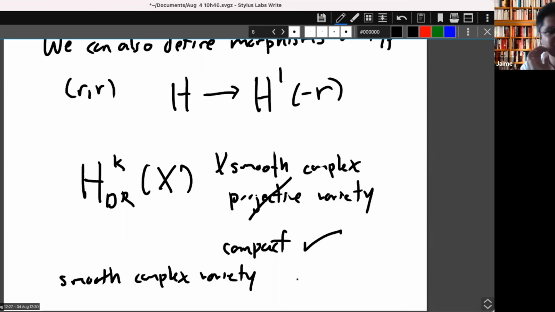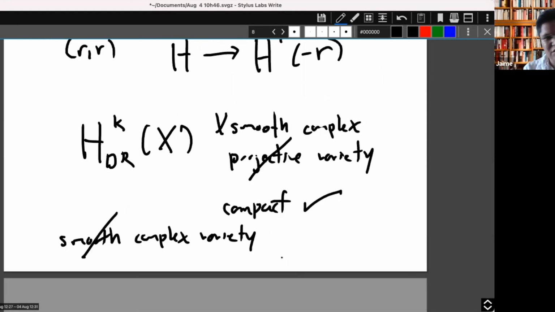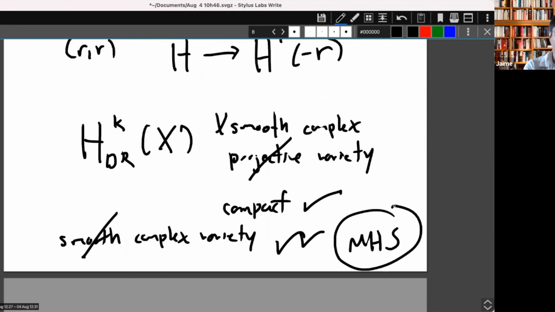But we can still do something, and that's mainly the work of Deligne, because even if the variety is not smooth, you can still put on something called a mixed Hodge structure, right? I'm not going to construct them because we don't have time, but I'm going to tell you what that is. We're going to start with the compact, smooth, complex projective variety case. And then at the end I'm going to talk about how to say things for complex varieties in general, even if they are singular, okay?